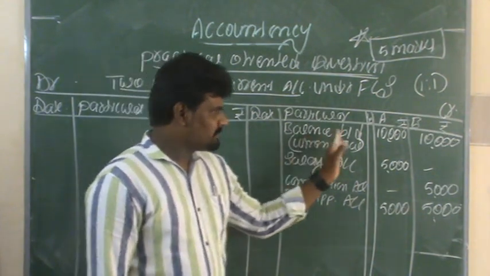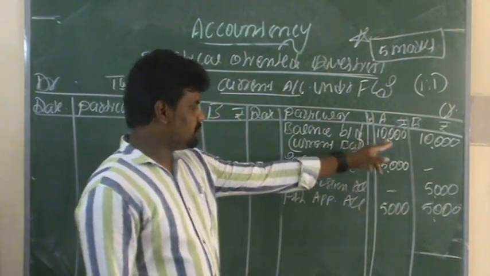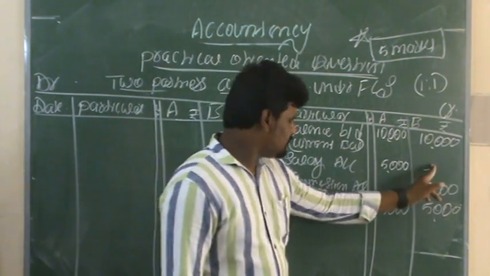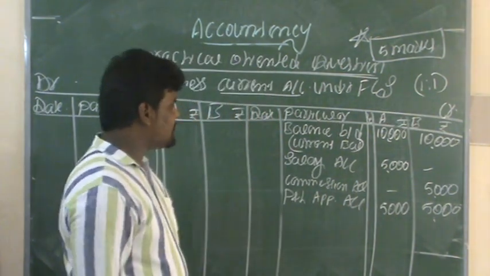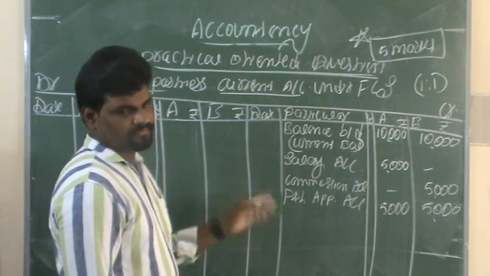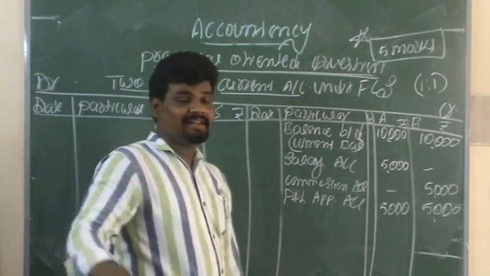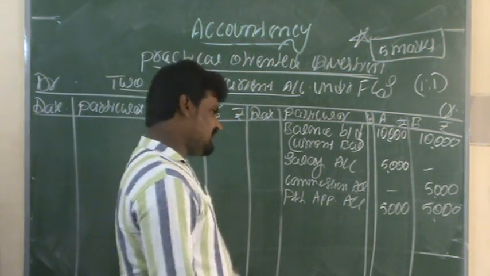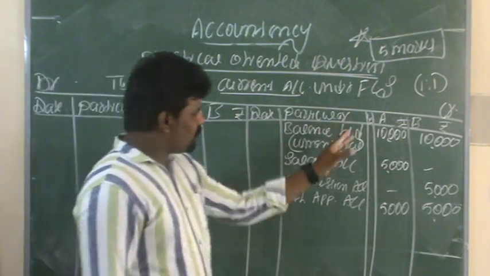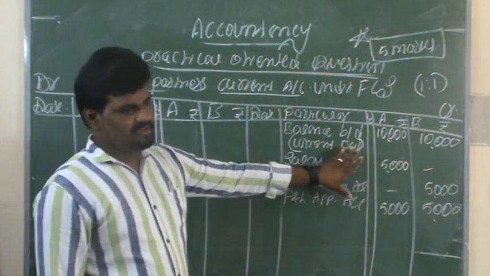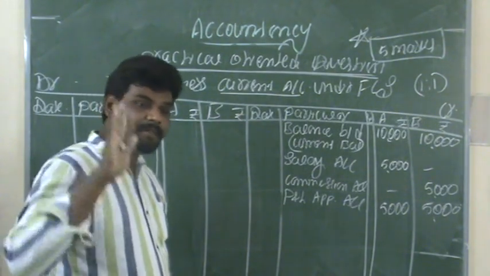First one, balance brought down, this is the opening balance. Second, salary account, salary to A. Next, salary to B. Next, profit and loss appropriation balances. In the date column we are not recording any dates. Suppose particular dates are available, then on that day we can record them in the date column. So in this account we have recorded four different values. But as per this question, we need to record five imaginary values.